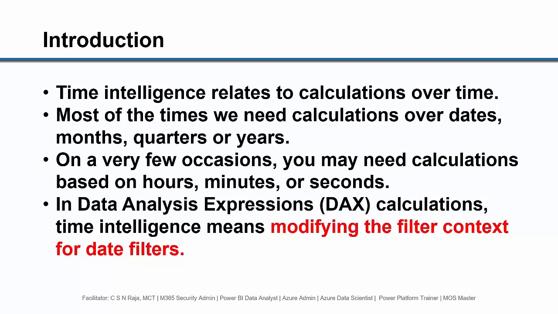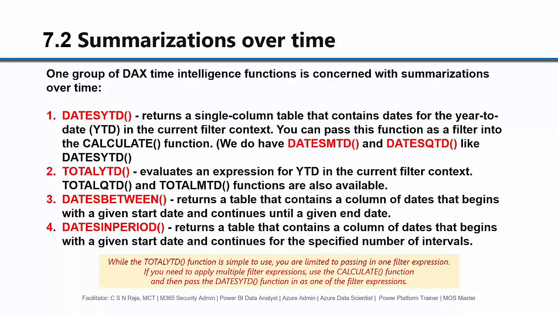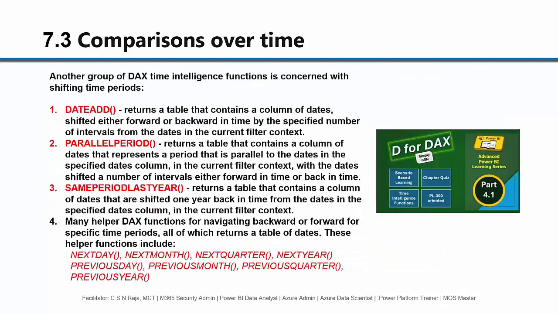Please be aware that in data analysis expression calculations, time intelligence means modifying the filter context for date filters. You should have a date table with certain rules, and there are functions which are used for the purpose of summarizing the data over a period of time, such as DATESYTD, TOTALYTD, DATESBETWEEN, DATESINPERIOD. A few other functions are useful with reference to shifting the time periods, such as DATEADD, PARALLELPERIOD, SAMEPERIODLASTYEAR, and so on.